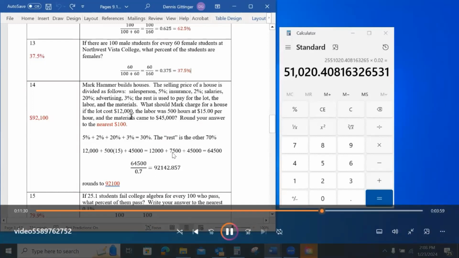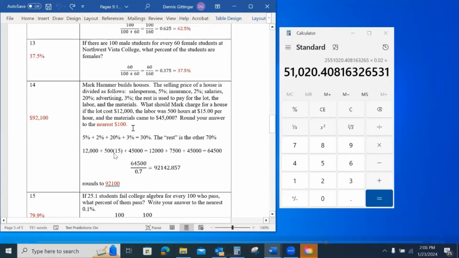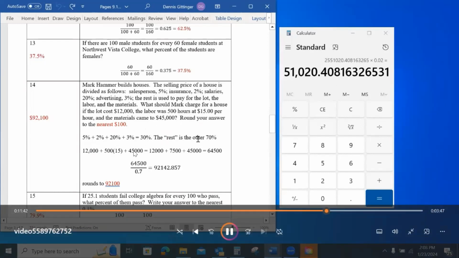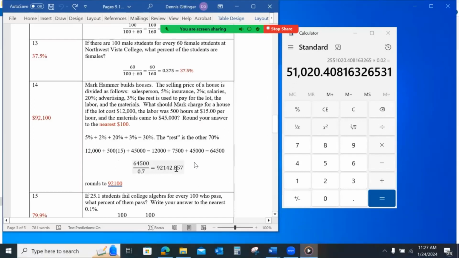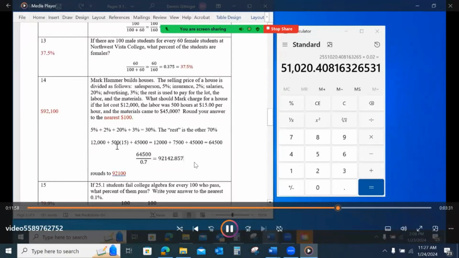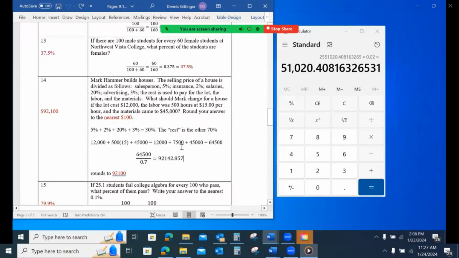And the other 70% consists of the $12,000 lot, the labor, which is 500 times 15, it's $15 an hour for 500 hours, and the materials, $45,000. So I'd like to just go ahead and multiply 500 times 15 on my calculator. Then I can just say plus 12,000 plus 45,000, and I will get 65,400. That is the other 70%, and that's why we have to divide it by 0.7.